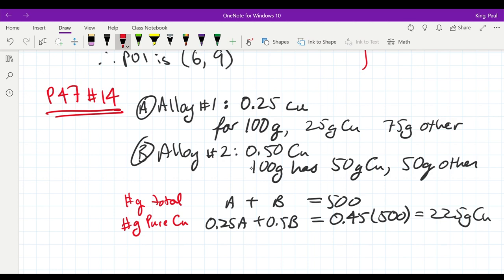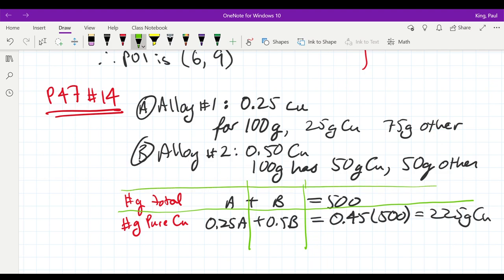Okay, so it's like we have kind of like a table here where we can just set this up. And this is basically having to do with A and B and basically the total. So if we have the grams of pure copper in the total mixture after we mix the two alloys, we should get 225 grams.